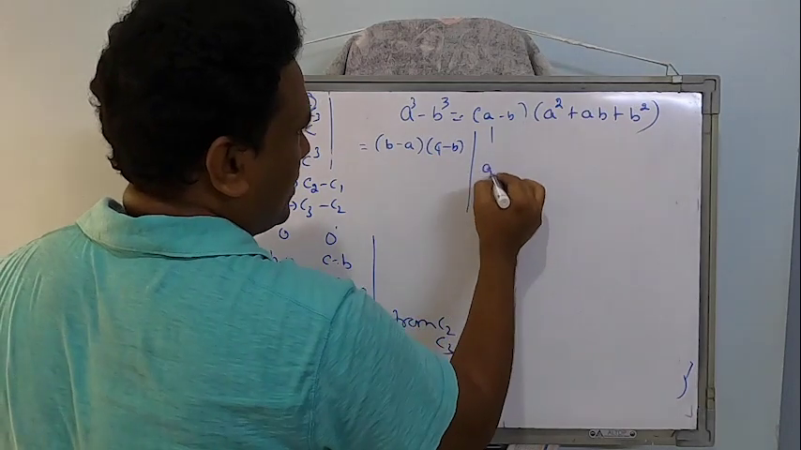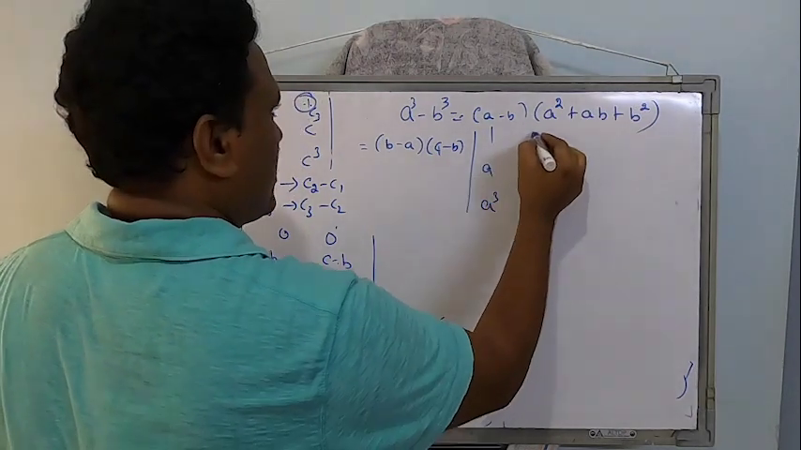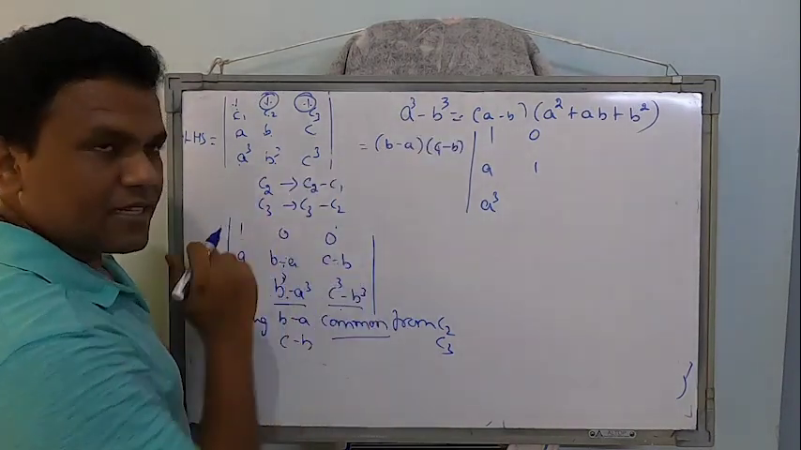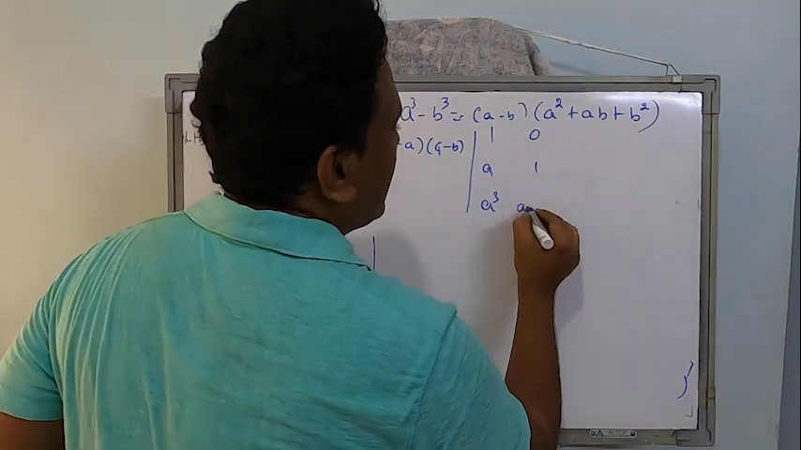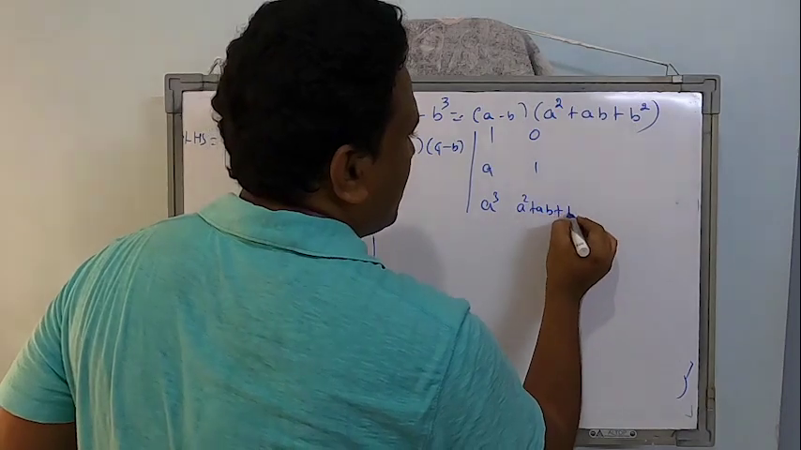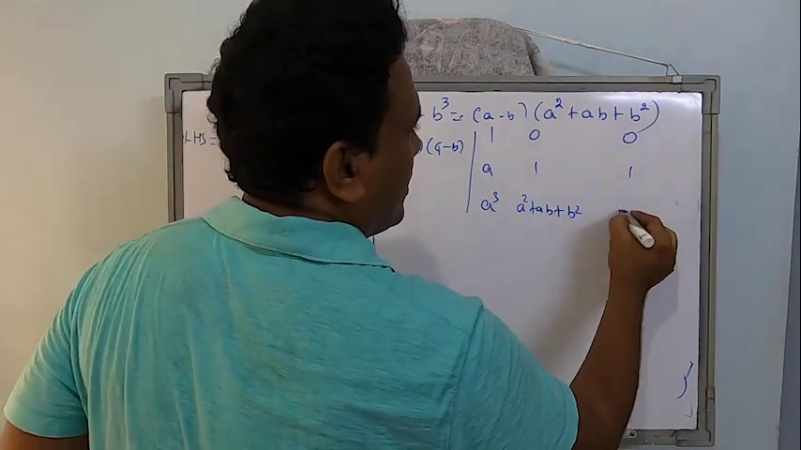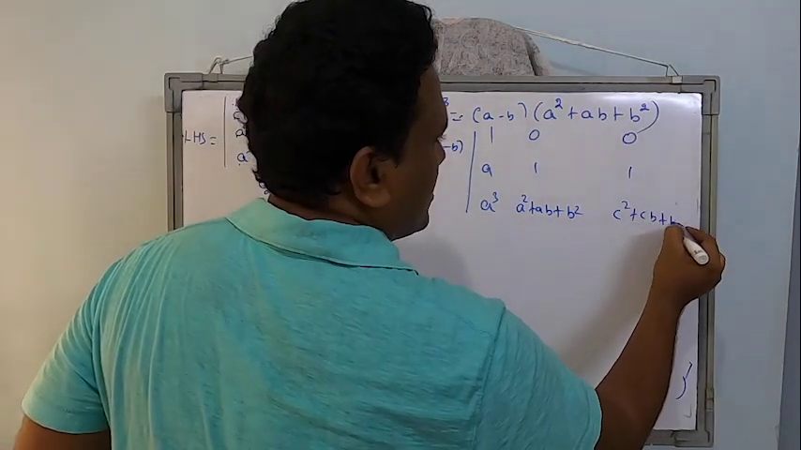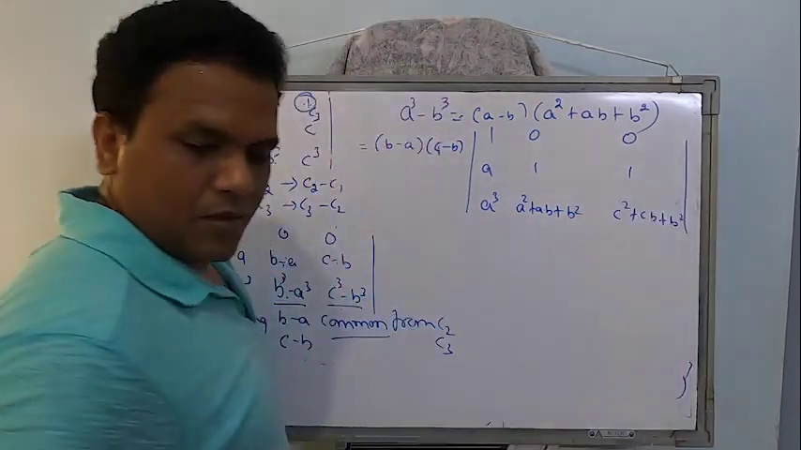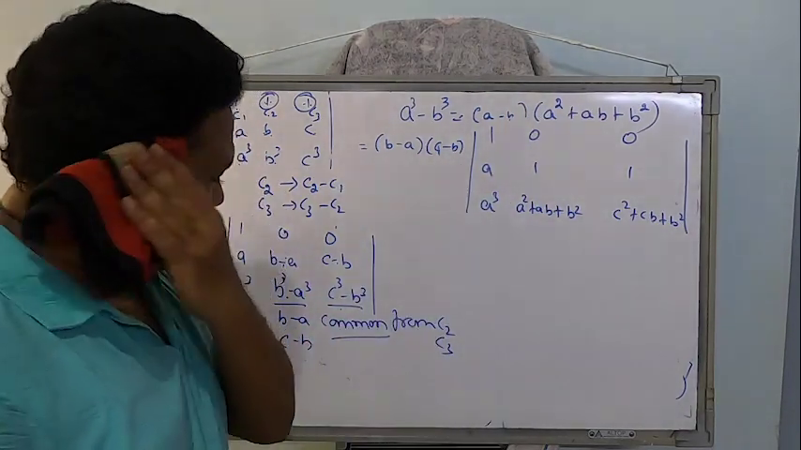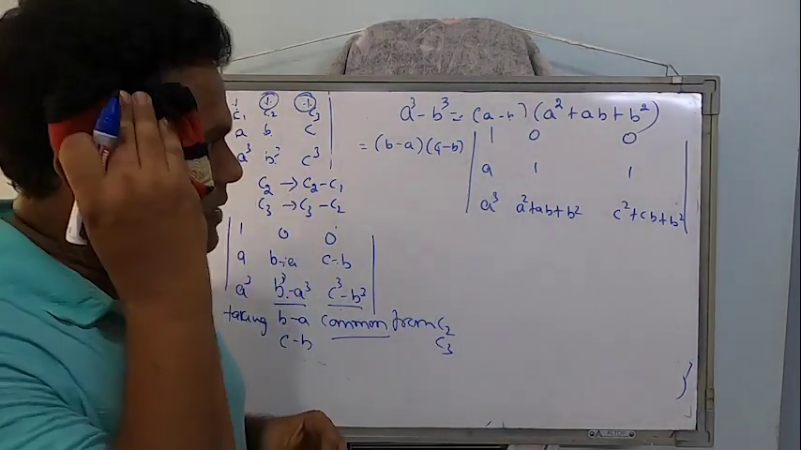Now the remaining: 1, A cube. This is 0, 1. And now in place of this, B minus A is taken outside. What is the remaining? The remaining is A square plus AB plus B square. Now the next one, 0, 1, C square plus CB plus B square. You have to just remember this formula, that's all students. Okay, so I have written what you have to take common from C2 and C3.